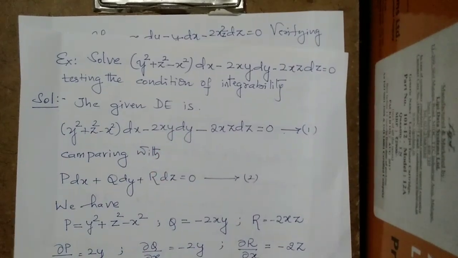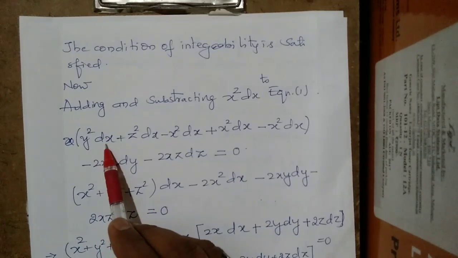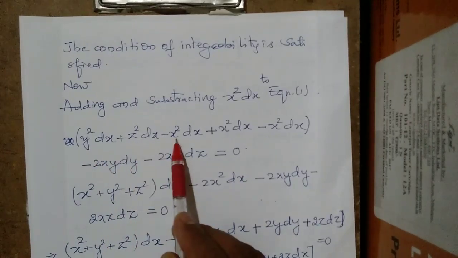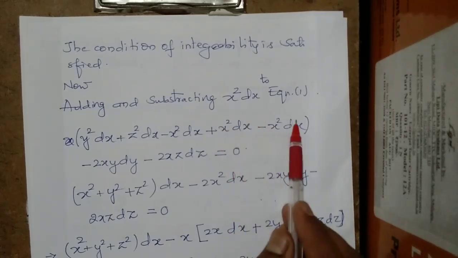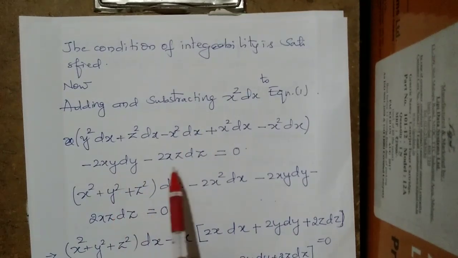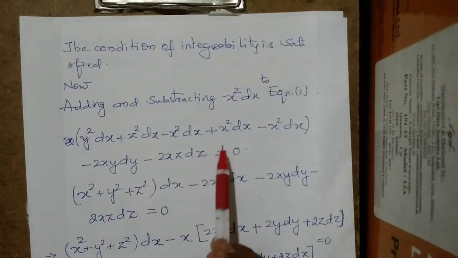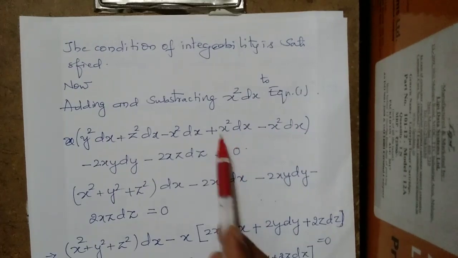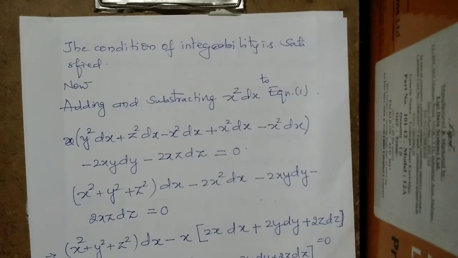Remaining all are as they are. Now I am adding and subtracting. So y square dx is there, z square dx is there, x square dx is there. Now I am adding x square dx minus x square dx. So adding and subtracting, again we are getting the same differential equation. The second term will be as it is and the third term will be as it is, and its value is equal to 0. Now here x square plus x square minus x square will get cancelled, right? So minus x square plus x square, one term will get cancelled. Remaining terms are plus.